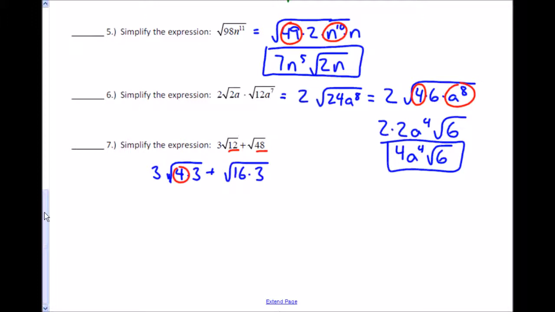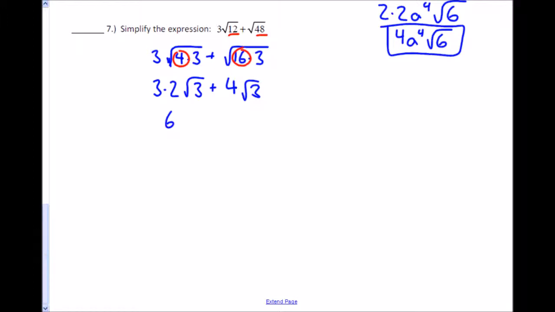The square root of 4 is a 2. It jumps to the outside as a changed number on the outside. The square root of 16 is a 4, so it goes to the outside. It's a changed number on the outside. And now over here, I've got the 3 times 2, which is a 6. So I have 6 root 3 plus 4 root 3. Now, since I have like radical terms, I can add them together. It's going to be a 10 root 3. I add the coefficients. The radical part stays the same. Okay?